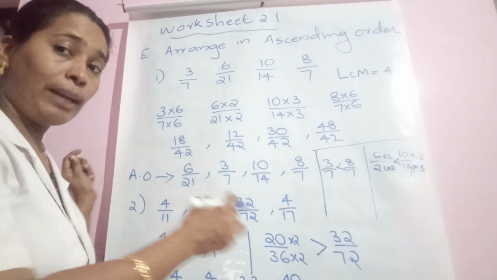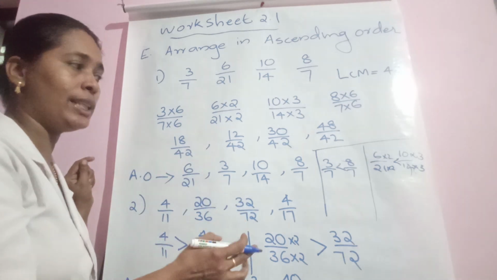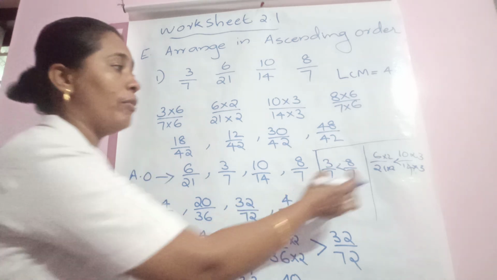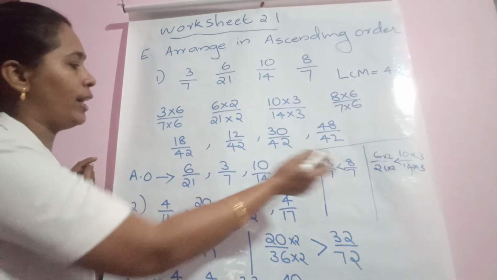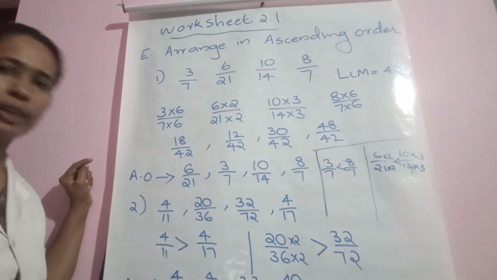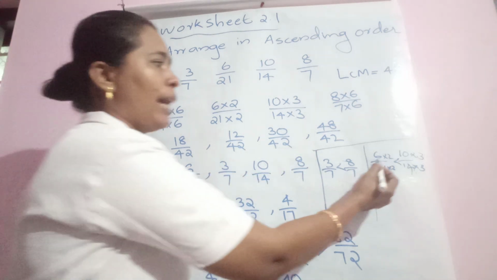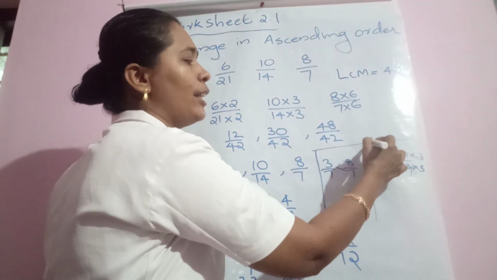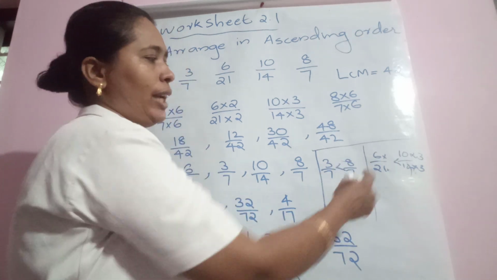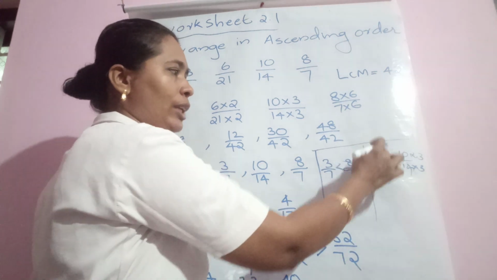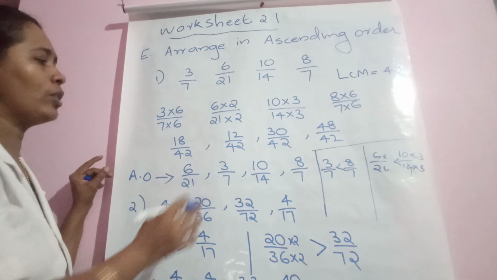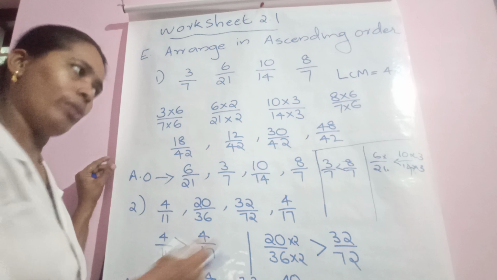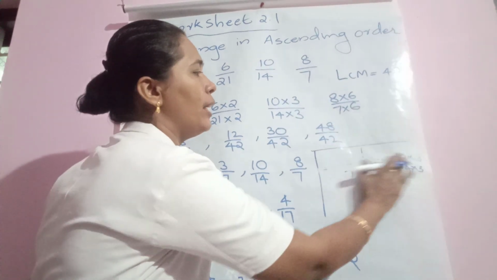Sometimes after doing all these processes, you have to think about whether the order is correct or not. Here the order is in reverse. Is it clear? Say yes or no. 6 by 21 we can write in the form of 3 by 7 actually, by dividing. Both are actually equal. Any doubt? Is it clear? Say yes or no.